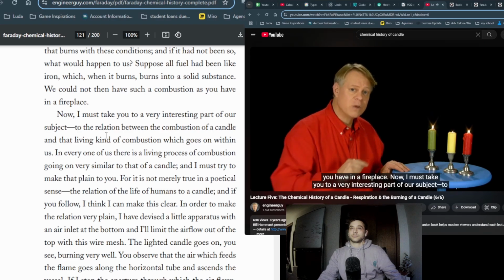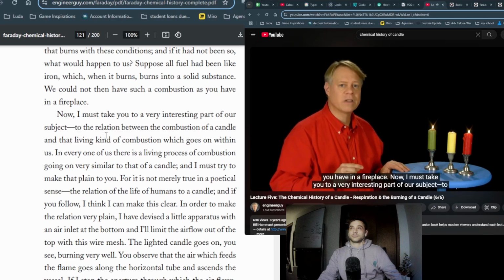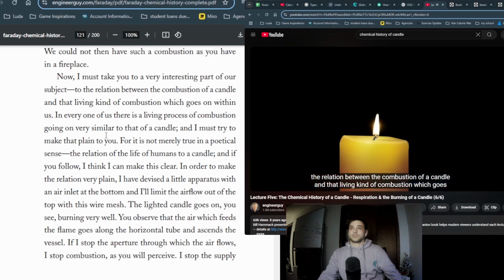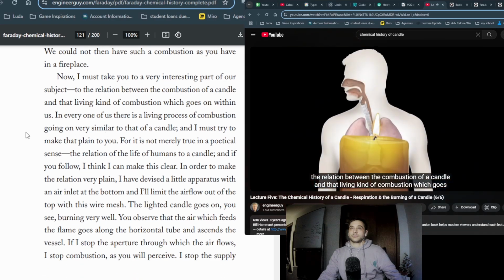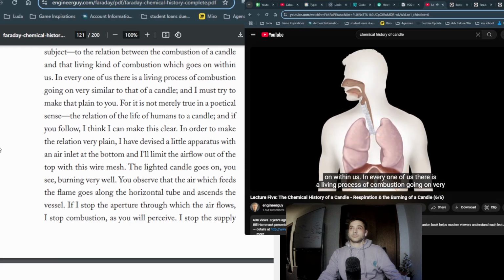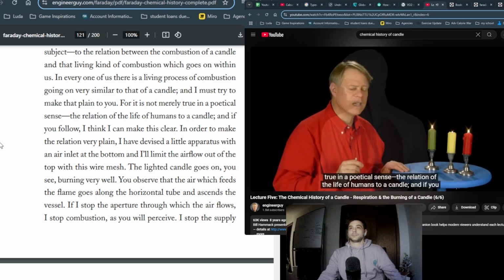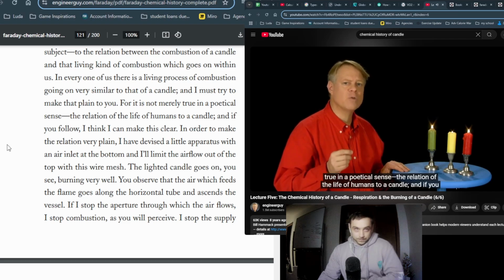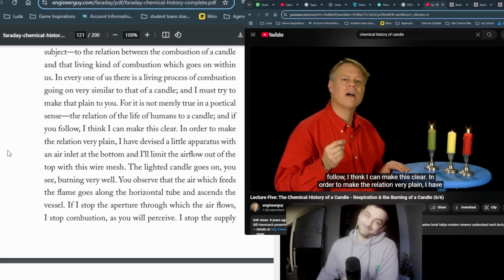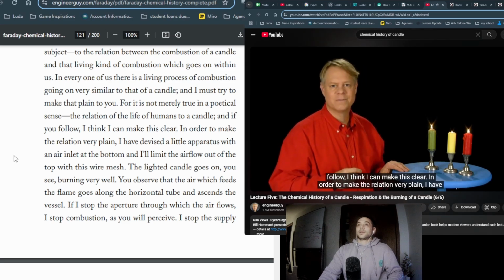Now, I must take you to a very interesting part of our subject, to the relation between the combustion of a candle and that living kind of combustion which goes on within us. In every one of us, there's a living process of combustion going on very similar to that of a candle. And I must try to make that plain to you. For it is not merely true in a poetical sense, the relation of the life of humans to a candle, and if you follow, I think I can make this clear.